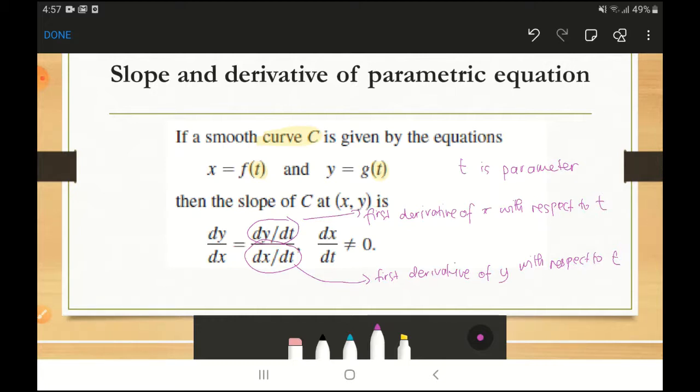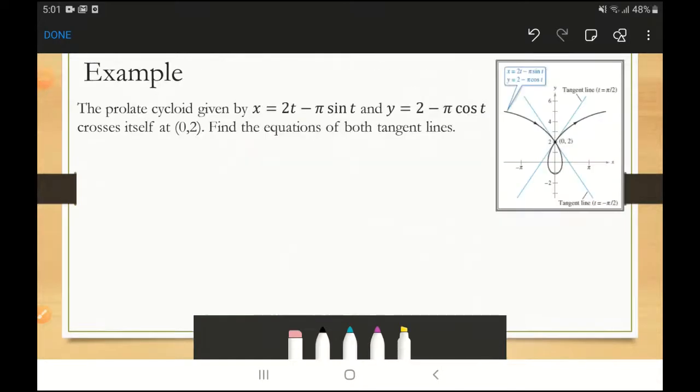What we did is just divide the first derivative of y with respect to t by the first derivative of x with respect to t. Now let's try an example so that we can get a clear understanding of this one. Now let's take a look at an example here.